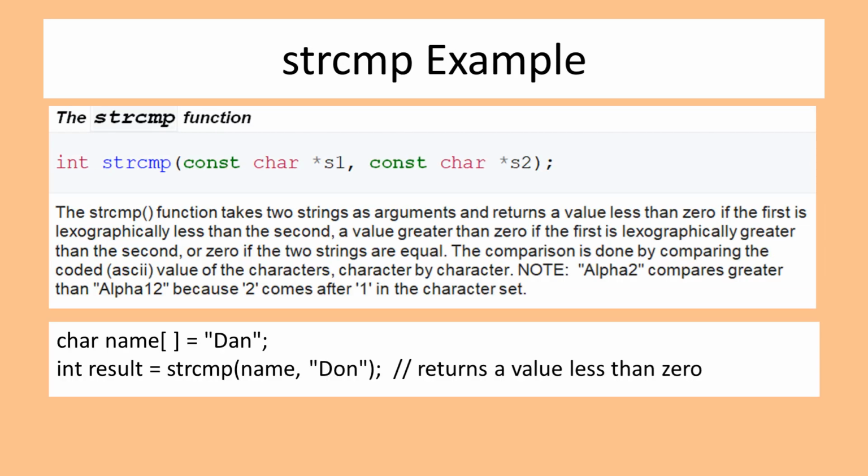String compare. I want you to look at how this is written, because when you start using some of these functions, you're going to be seeing things like this: int strcmp(const char *s1, const char *s2); That right there is the function prototype, and I can tell it's a function prototype because it ends with a semicolon and it does not have a block of code there.